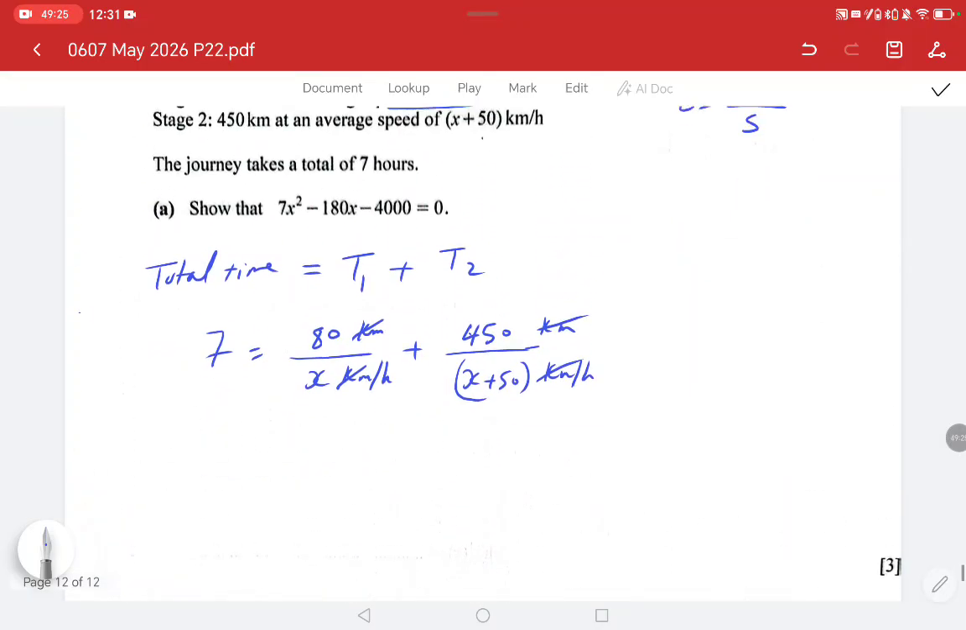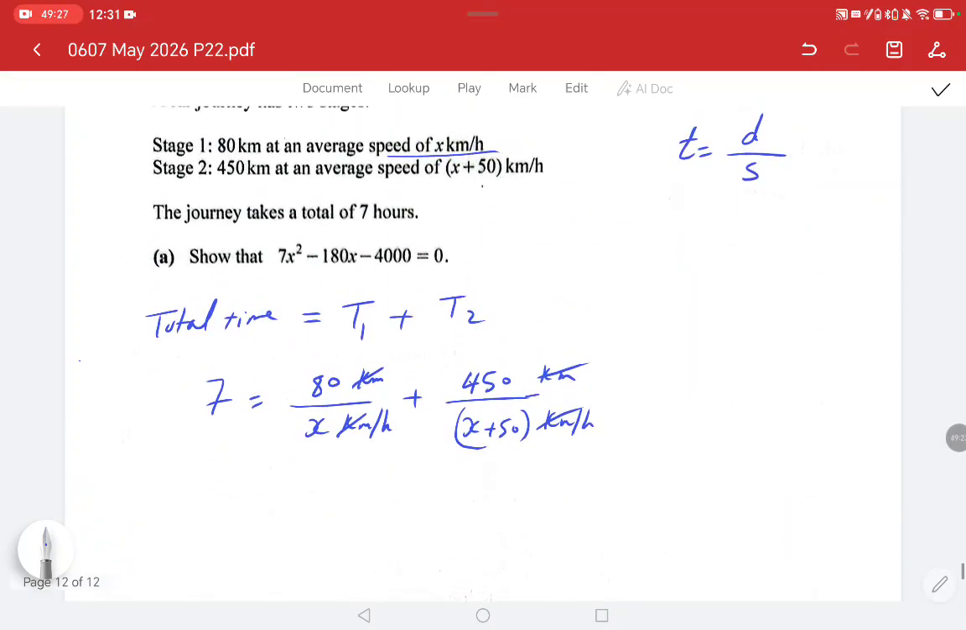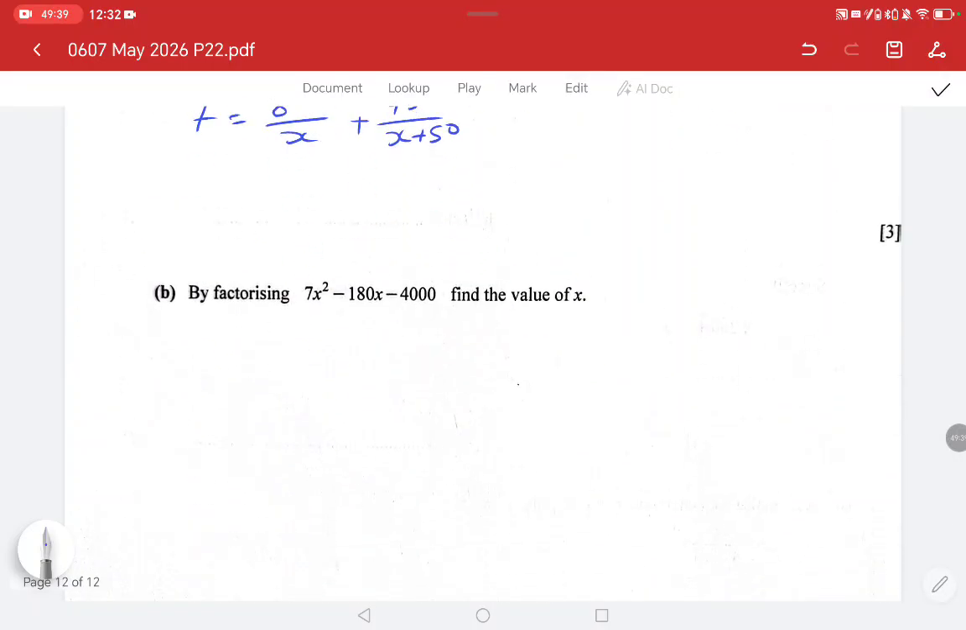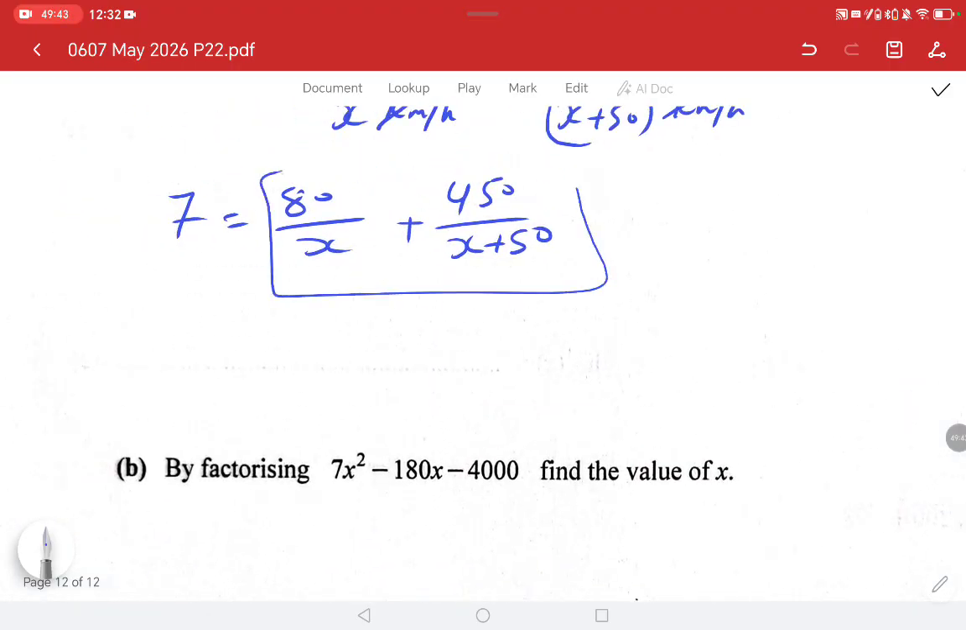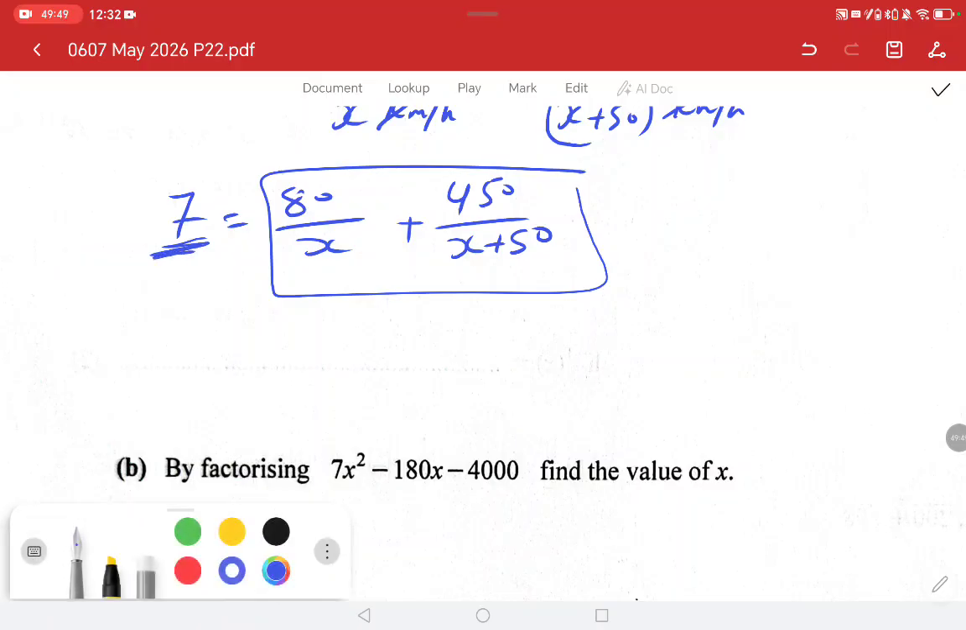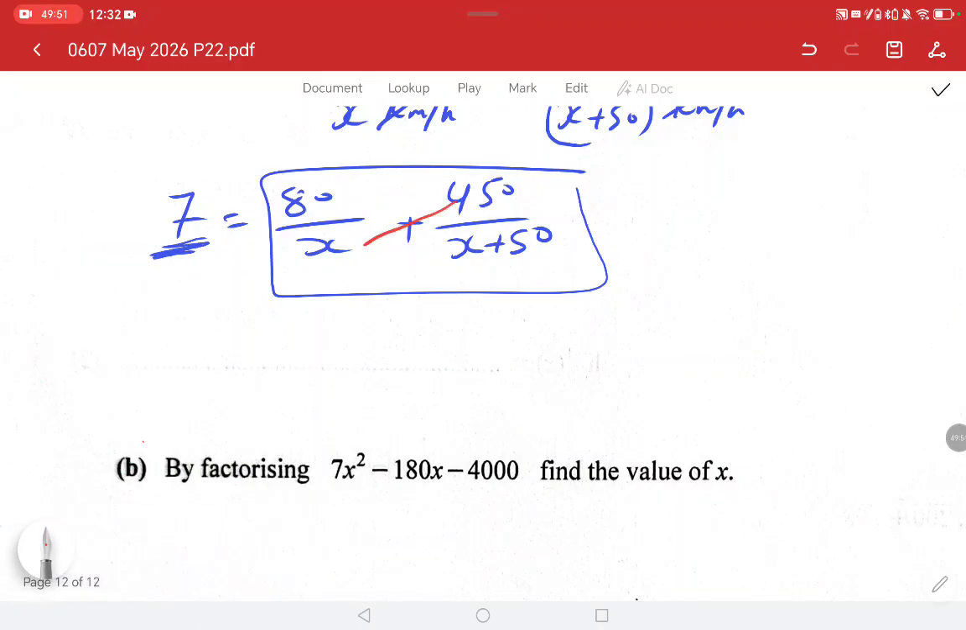Okay, so in this case, 7 equals 80 over x plus 450 over x plus 50. It's an algebraic fraction. So first we have to work on this one. Later you will involve 7 in the problem, but for now, just the algebraic fraction.